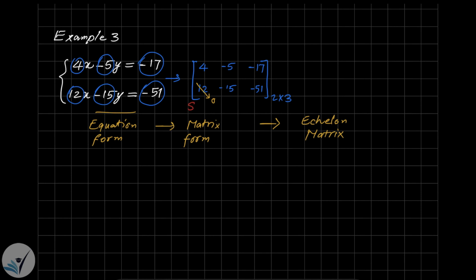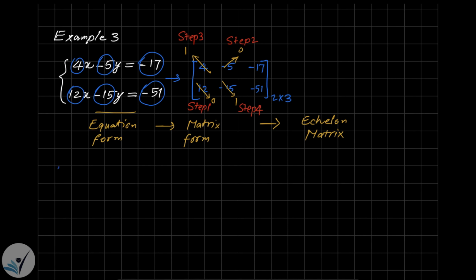This is step 1. Next, we transform negative 5 to 0. This is step 2. Then 4 will be transformed to 1. This is step 3. And finally, we transform negative 15 to 1. This is our step 4.